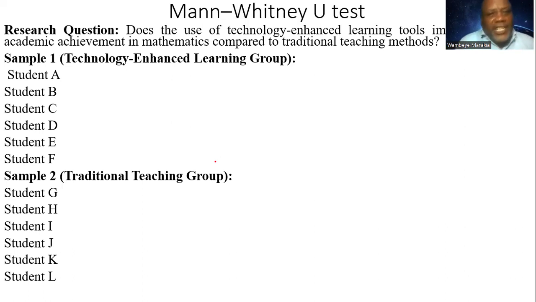So in the technology enhanced learning group, I have student A, student B, student C, student D, student E, and student F. While in sample 2, where I have the traditional teaching group, I have student G, student H, I, J, K, and L. Those students found in sample 1 are an independent group as compared to sample 2, which is also an independent group.